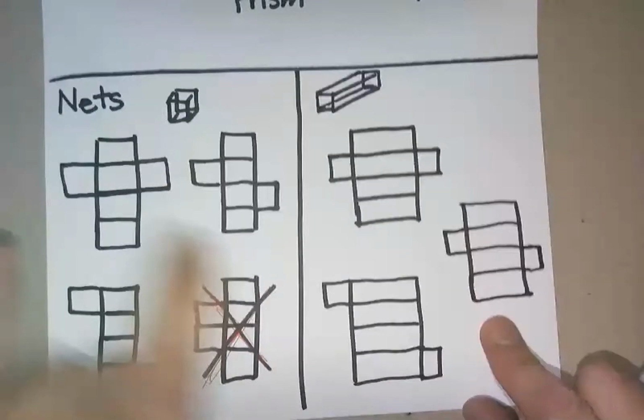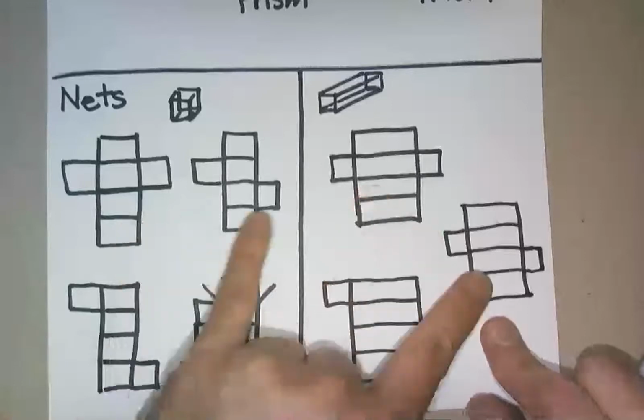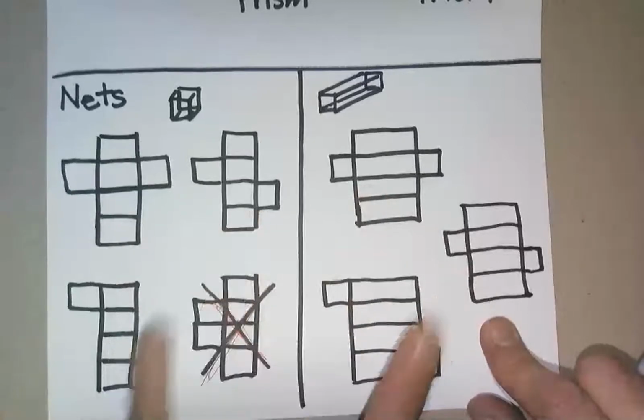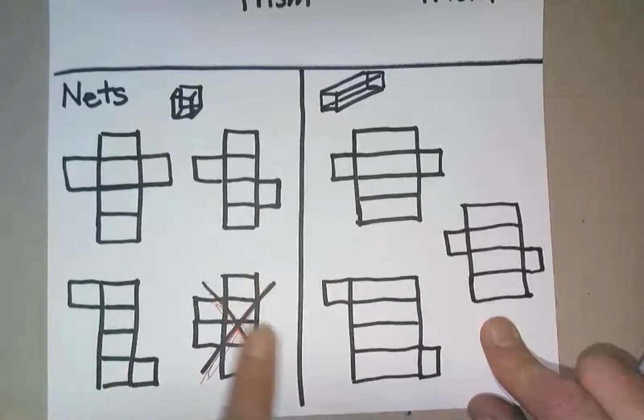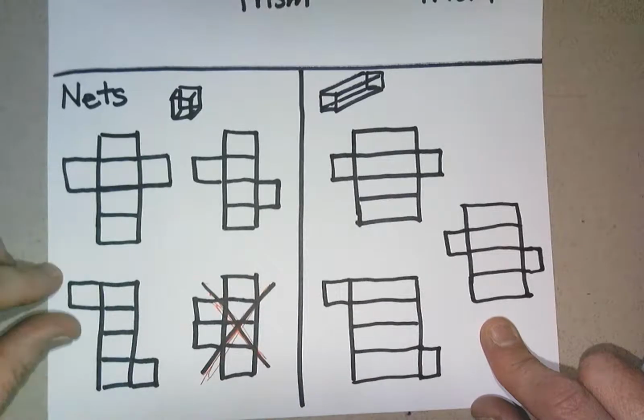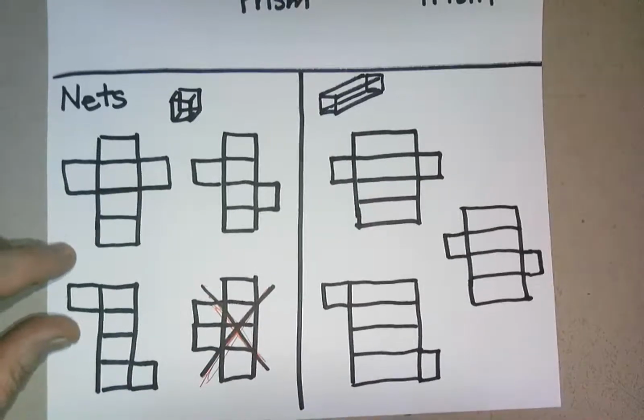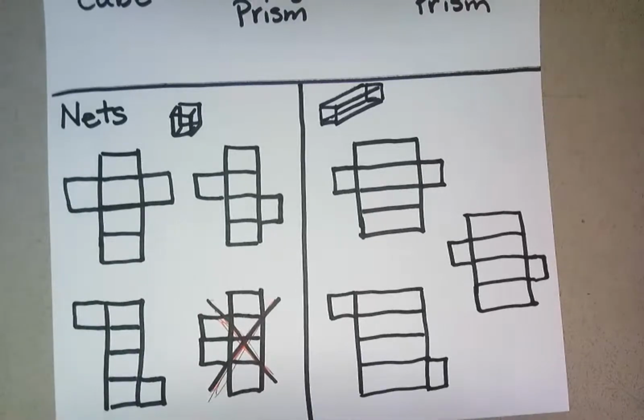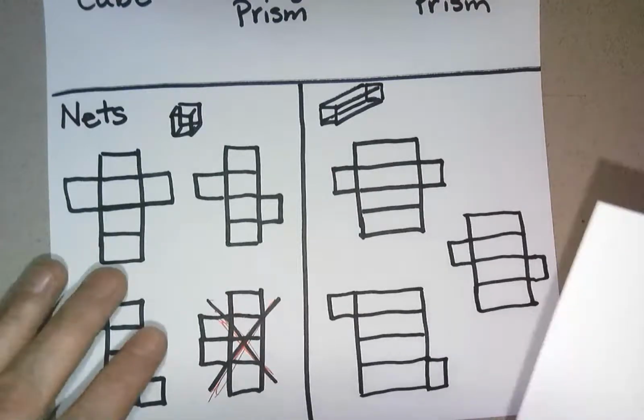You see this? But don't be drawing anything like this over here. Okay, we got one more. The triangular prism. Let me go ahead and get another sheet of paper here. So we're still on nets.